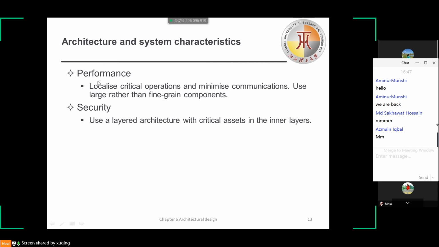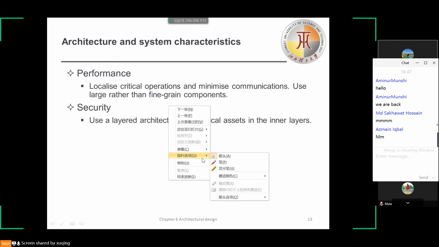We use a layered architecture with critical assets in the inner layers. If security is a critical requirement, a layered structure for the architecture should be used. We should use a layered structure for the architecture, and the most critical assets protected in the innermost layer with a high level of security validation applied to these layers to guarantee the security of the system.